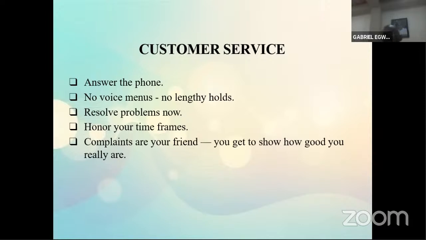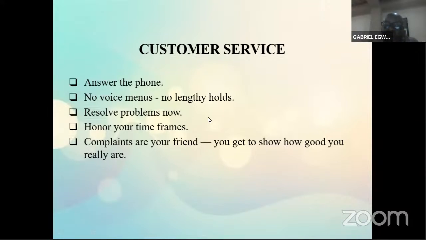If you're on a phone and your customer is calling, you can see the customer's name. You should be able to cut off that other line and answer your customer so that you can resolve problems now. Do you understand? Then you honor your time frames. Whenever you give a time, make sure that you meet it. If you say we'll deliver on Friday, make sure that Friday you deliver. And if you cannot do that, make sure you put the person on notice.